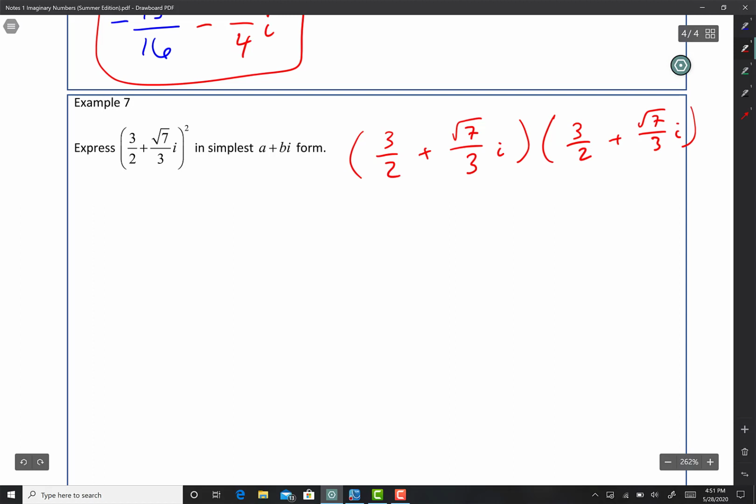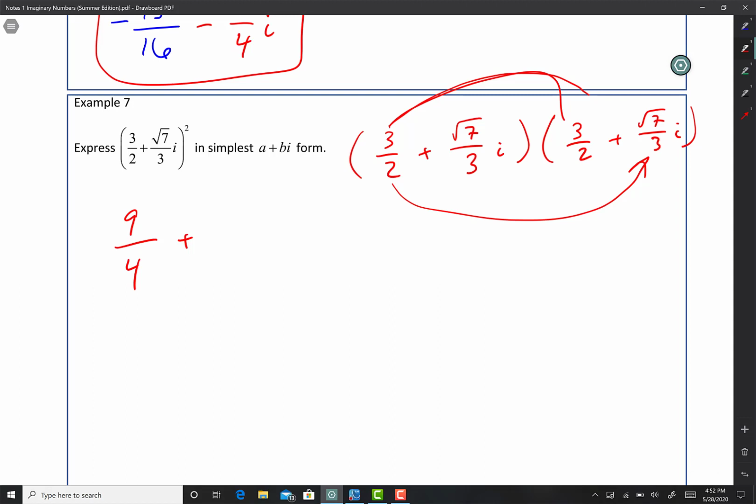Okay, again, 3 halves times 3 halves. So that is going to be 9 over 4. 3 times 3 is 9, 2 times 2 is 4. So now I have this one here. So that's going to be, let's see, plus, well, I guess we can cancel the 3's. Well, let's not do it yet. 3 square root of 7 i over 2 times 3 is 6. So notice 3 goes into 6 twice.